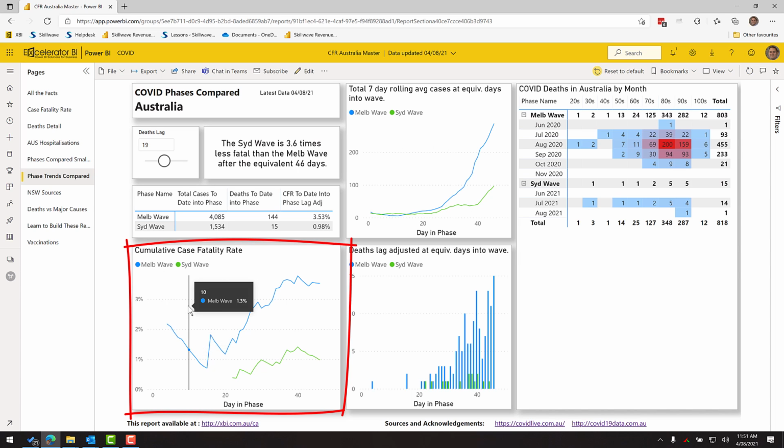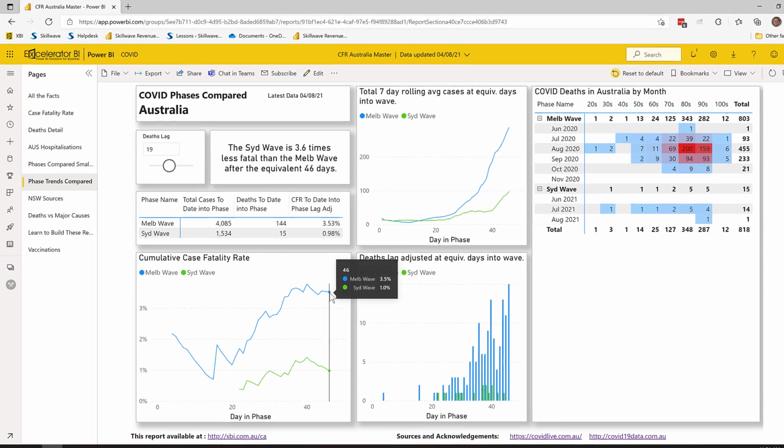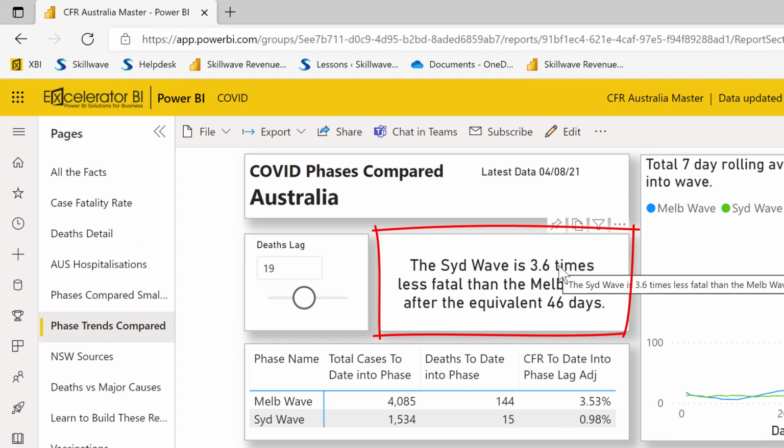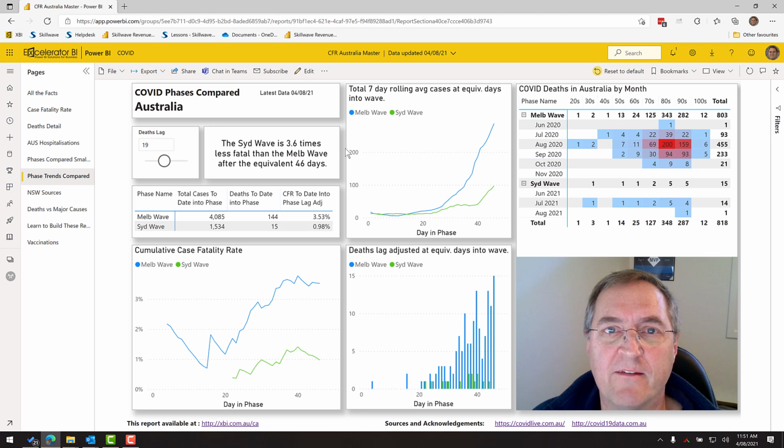And so remember, just looking at the data up until the 46th day, because I'm doing this death lag adjustment, at the same point, 46 days in, Melbourne wave had a 3.5% case fatality rate and Sydney's got a 1% case fatality rate. And so that's 3.6 times less fatal. The current phase in Sydney is 3.6 times less fatal than the phase that occurred in Melbourne middle of last year. And that's important. Now, I don't know why it's less fatal.